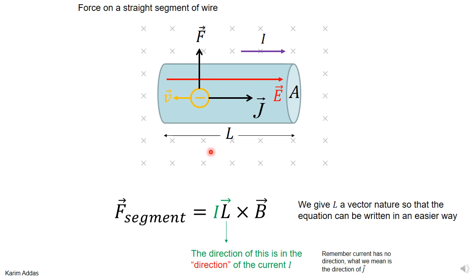So the force on this segment, I can write in terms of the current I times an L vector. The L vector has a magnitude, the length, but the direction is in the direction of the current, which is the direction of J, which is the direction of the electric field. And then you take the cross product with the magnetic field. This formula will be much easier to use.